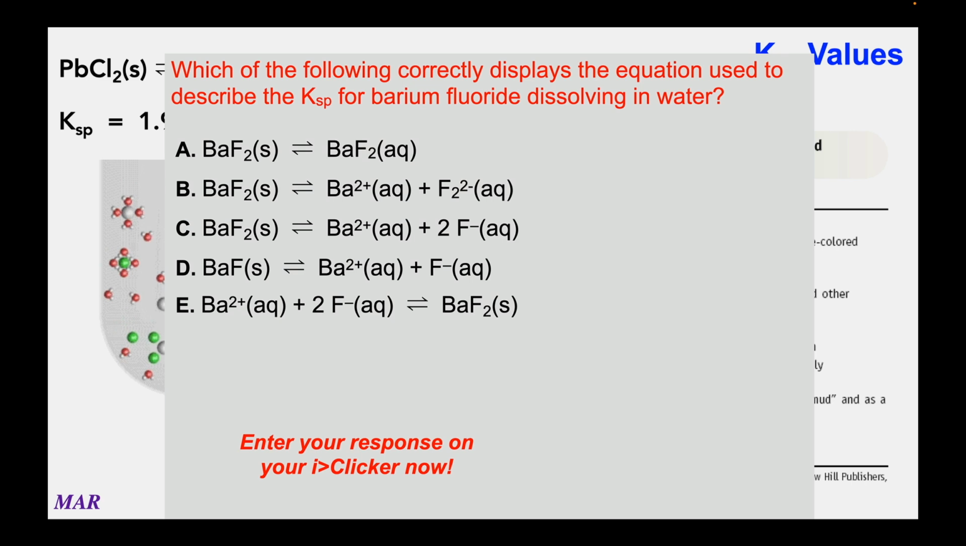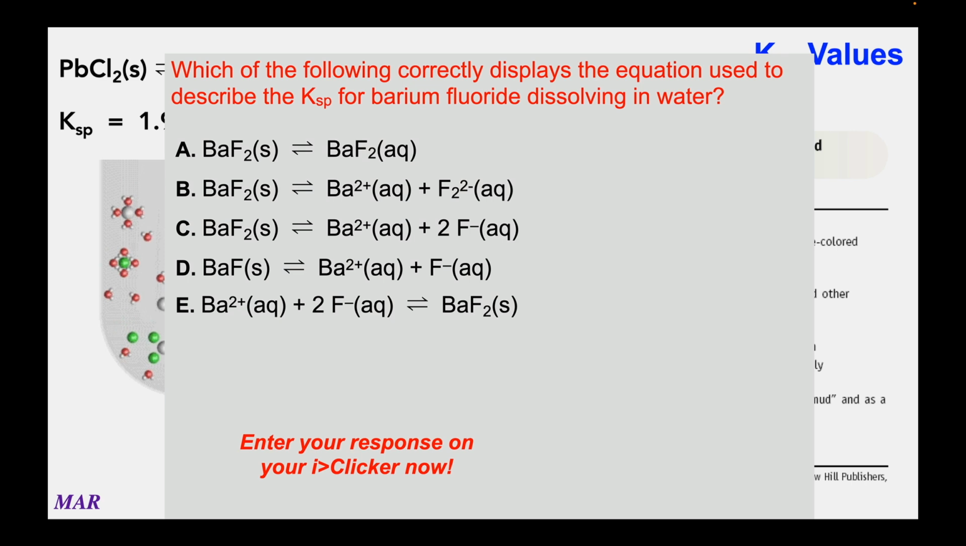So the first one has barium fluoride solid. Barium is positive 2, fluoride's negative 1, so you need 2 of them to balance the barium. It would be insoluble, so you'd write an (s) next to it. I like the reactant part of A, but the product is incorrect. That just shows dissolved barium fluoride, and honestly, that's not what we're after. We want the dissolved ions.